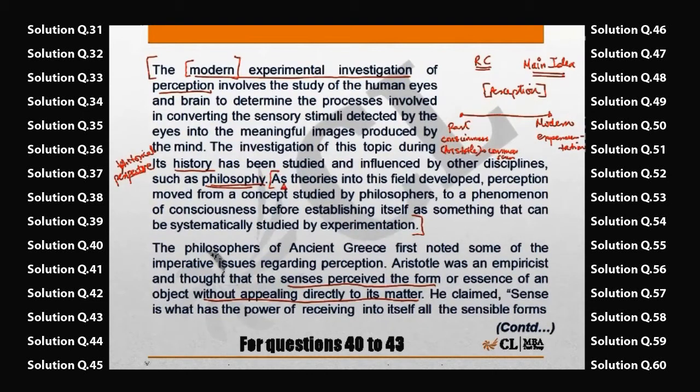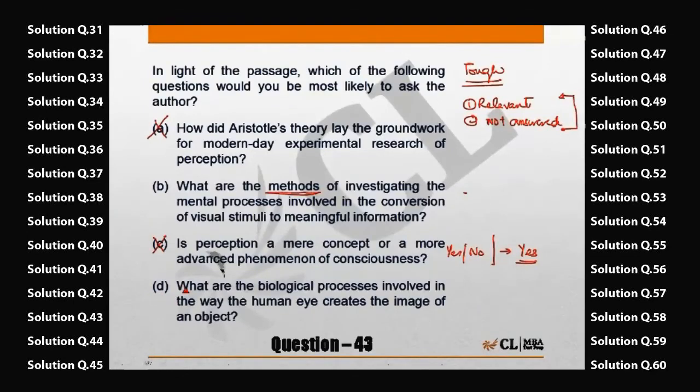It's already answered here. Look at this. As theories into this field first developed, perception moved from a concept studied by philosophers to a phenomenon of consciousness before establishing itself as something that can be systematically studied by experimentation. Option D. What are the biological processes involved in the way the human eye creates the image of an object? This is irrelevant.